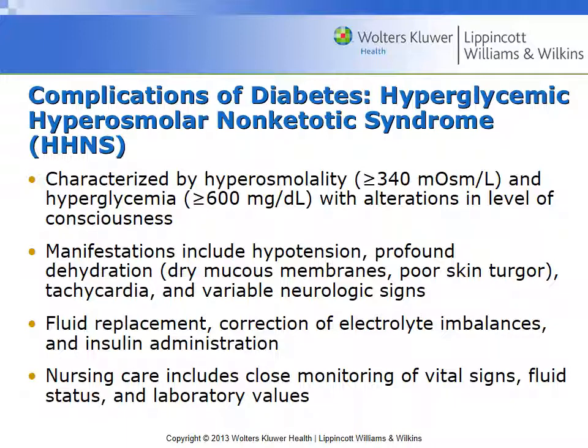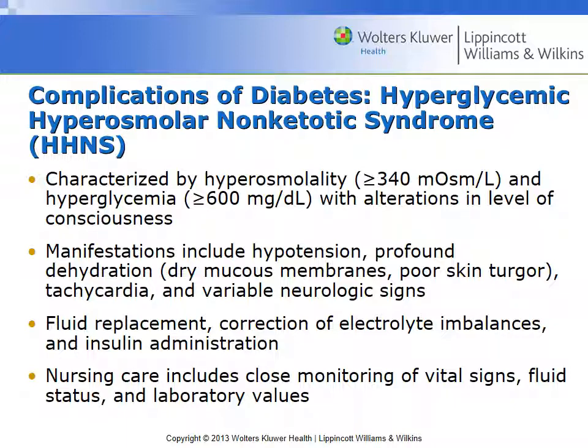It is important to note that in HHNS, oftentimes the blood sugar will be much, much higher than in a diabetic ketoacidosis patient. Oftentimes they'll present with sugars from 800 to 1200 milligrams per deciliter. And also they present with alterations in level of consciousness.